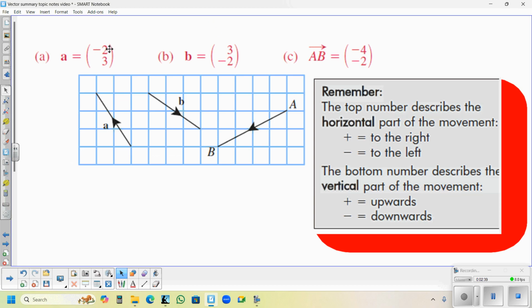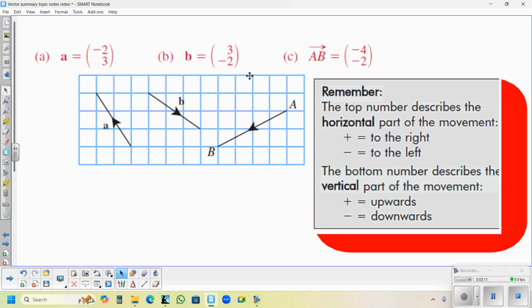The top number tells us the direction that it's going in the x-axis. If it's going to the right, it's positive, and if it's going to the left, it's negative, similar to your coordinates. If it's positive at the bottom, it means it's going upwards, and if it's negative at the bottom, it means it's going downwards. So vector A starts at a point, and it's described as (-2, 3), so it's got to go 2 boxes to the left and 3 boxes up.